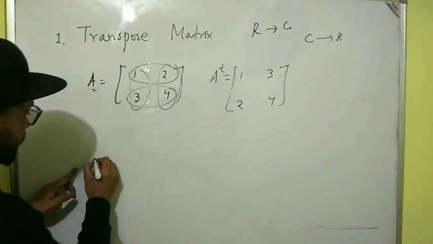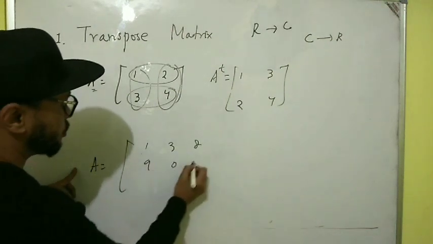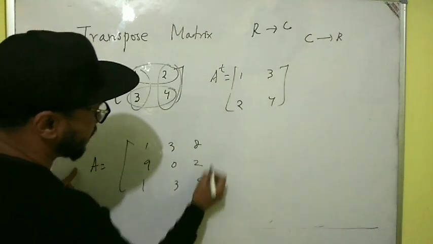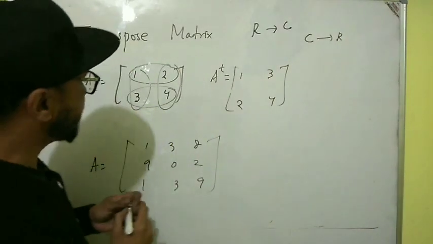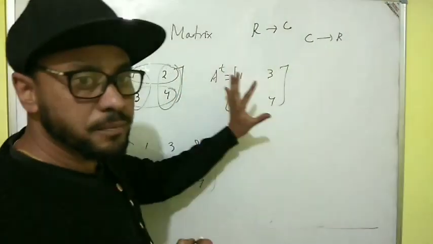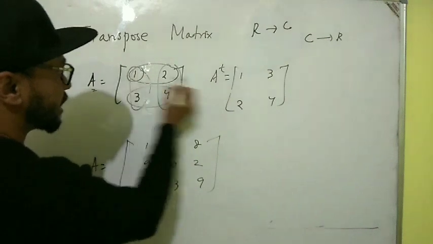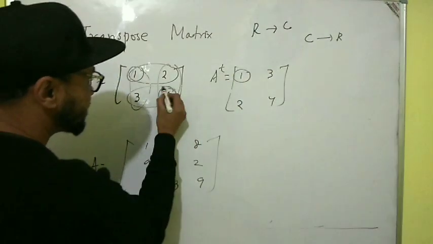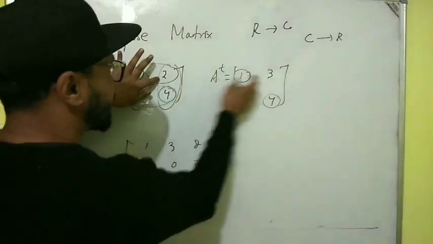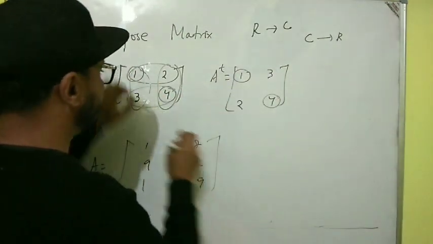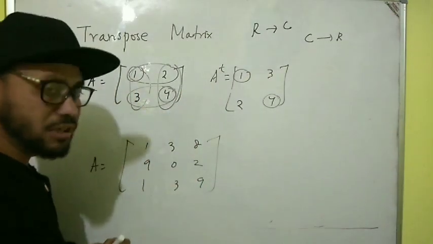Alright, for example, let's take matrix A as 1, 3, 8, 9, 0, 2 and 1, 3 and 9. So if you look at this one, what happens? Now before that, did you observe anything here? Whatever is transposed, now look at the first element. The first element and the last element will remain as it is, isn't it? The second element and the third element will change, but the first and last elements will remain the same, isn't it?